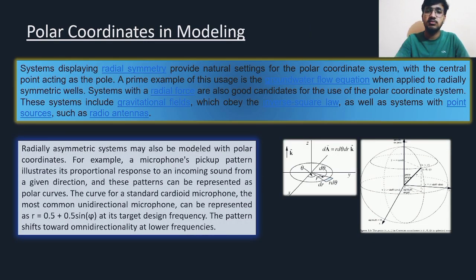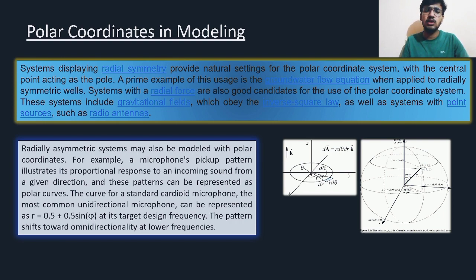Now, polar coordinates in modeling. Polar coordinates in modeling basically provide a natural setting for a polar coordinate system, with the central point acting as the pole and the rest as the axis around that. A prime example of this usage is the groundwater flow equation when applied to radially symmetrical wells. Systems with radial force are also good candidates for polar coordinate systems. These include gravitational fields, which obey the inverse square law, as well as systems with point sources such as radio antennas, which also use polar coordinates.